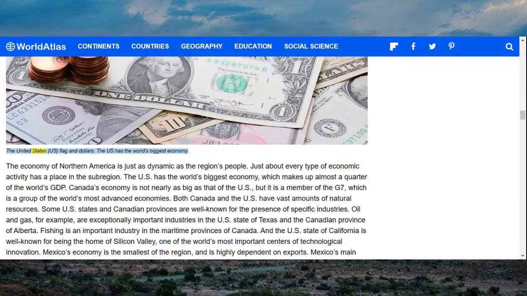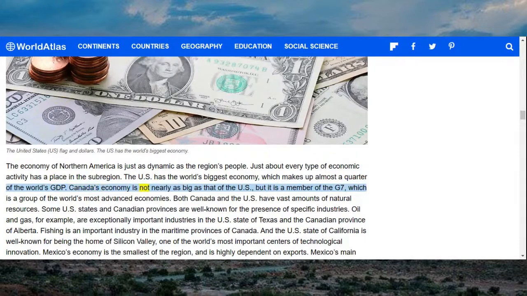The United States, US, flag and dollars. The US has the world's biggest economy. The economy of Northern America is just as dynamic as the region's people. Just about every type of economic activity has a place in the subregion. The US has the world's biggest economy, which makes up almost a quarter of the world's GDP.